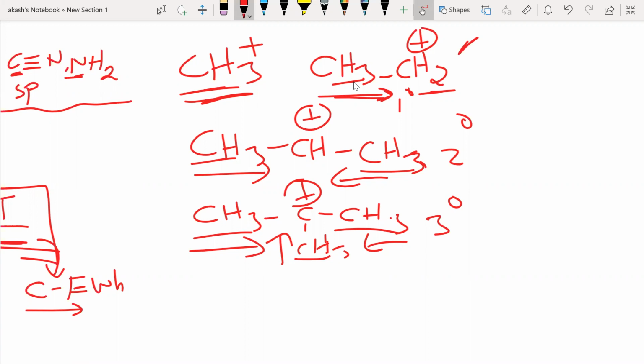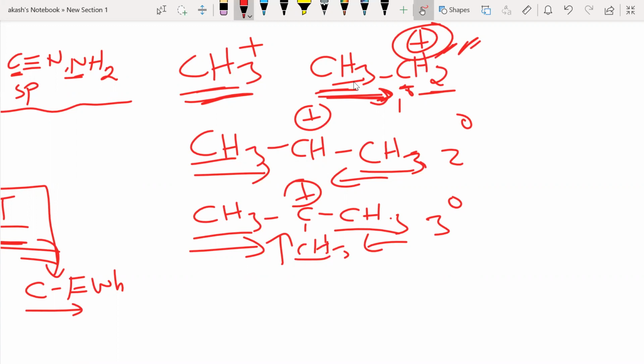If I have electron donating groups like this and I have a positive charge, will the amount of positive charge increase or decrease? What I have is a positive charge here, and a methyl group, which is an electron donating group, donating electrons to this carbon. So if I have a positive charge and an electron donating group like this, what will happen to the amount of positive charge? Will it increase or decrease?